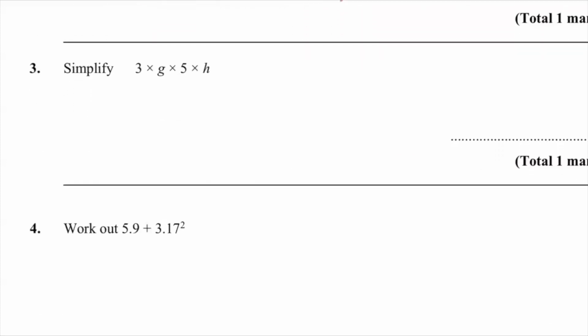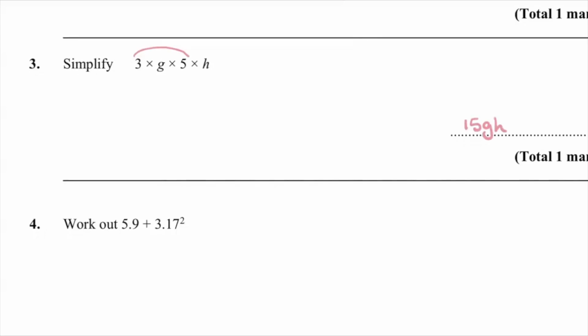We don't show the times sign in algebra. We've got number work we can do. So we do 3 times 5, which is 15, and we just squash everything else together.